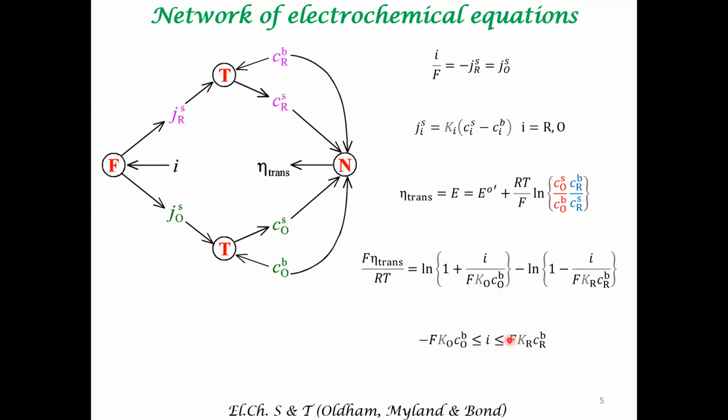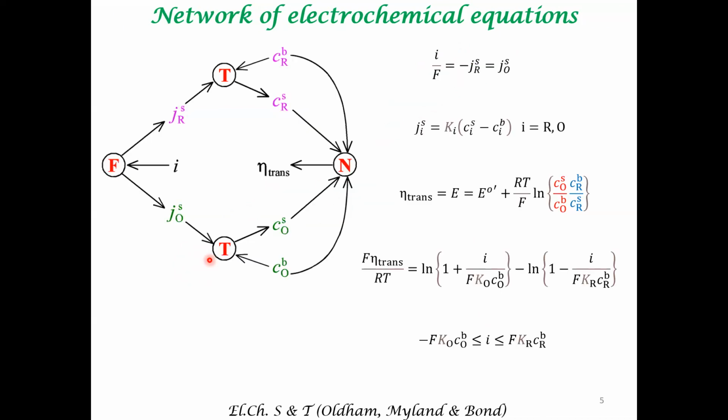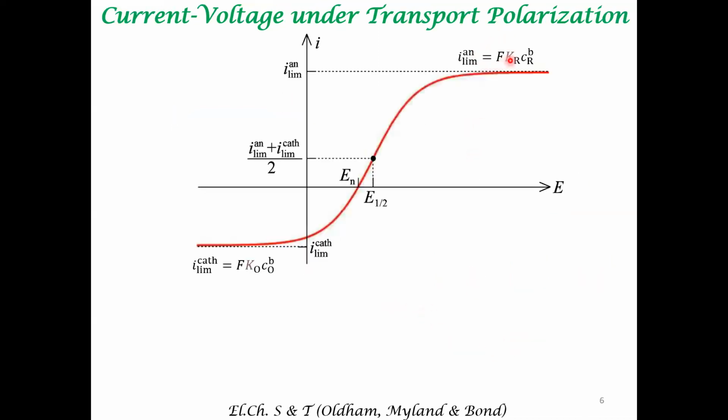These have a physical interpretation also. What is the physical interpretation? We've already looked at these two quantities. These are the anodic limiting current density and the cathodic limiting current density. If you look at these two expressions, that's what they mean. This is the maximum anodic current that can be obtained. This is the maximum cathodic current that can be obtained. All right.